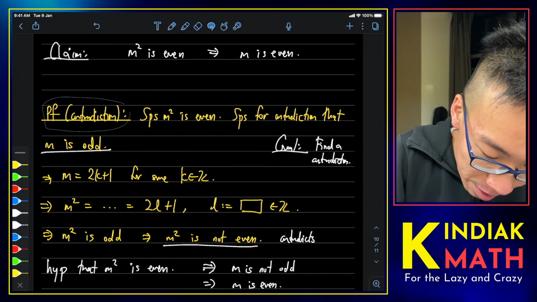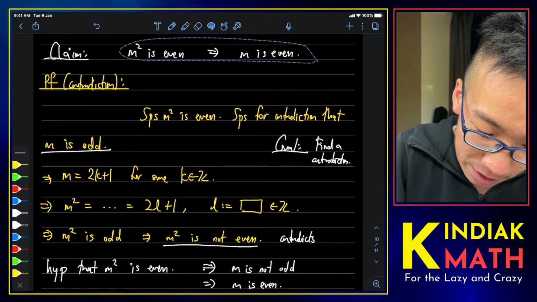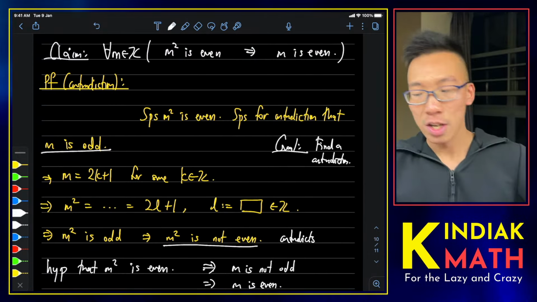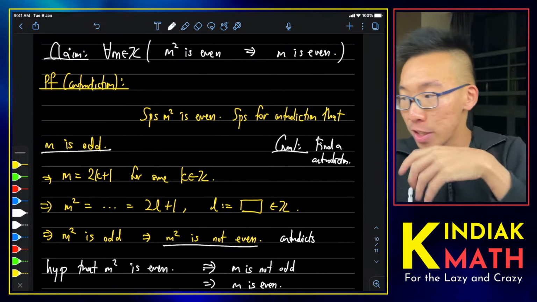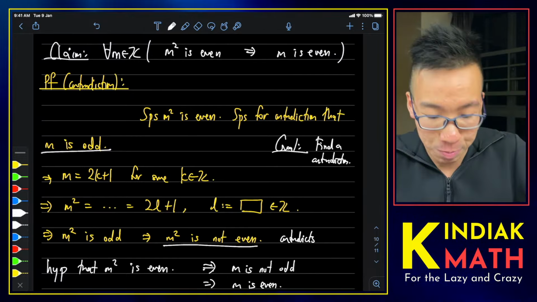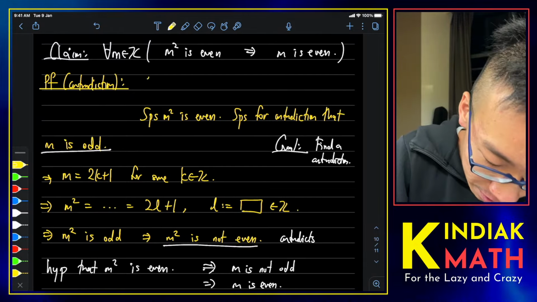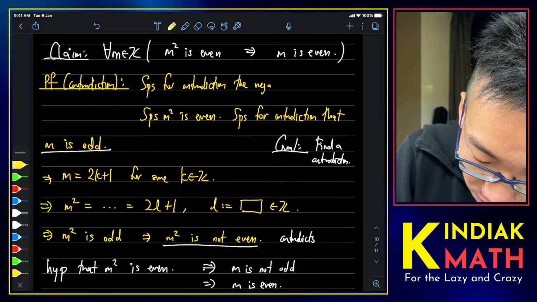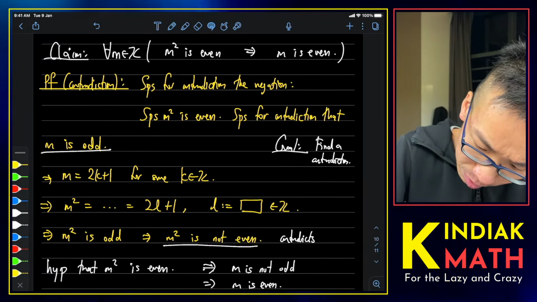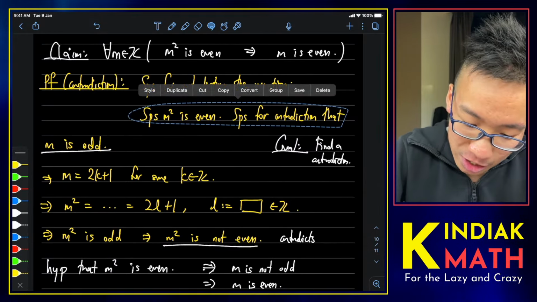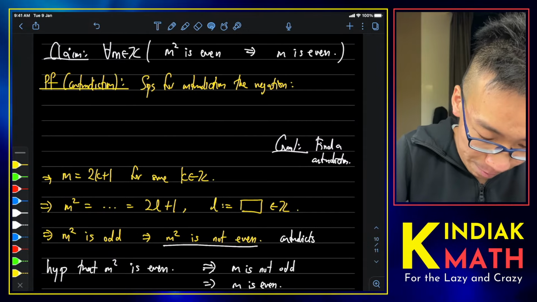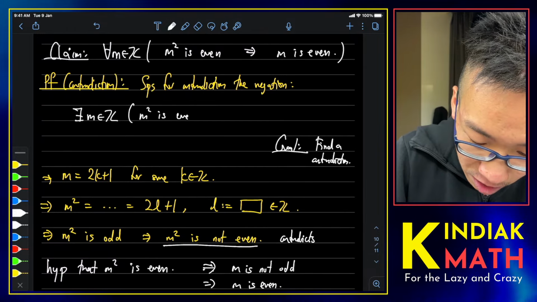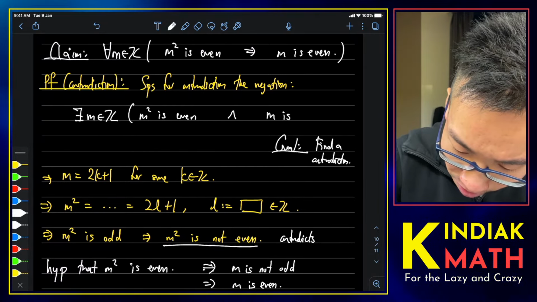Okay, so let me do it more properly. Of course here we are saying for any integer m, this thing, right? So we first need to assume a negation. Or no, we need to suppose for contradiction the negation. In other words, what's the negation of this claim? The negation of this claim is that there exists a natural number m such that m squared is even and m is not even.